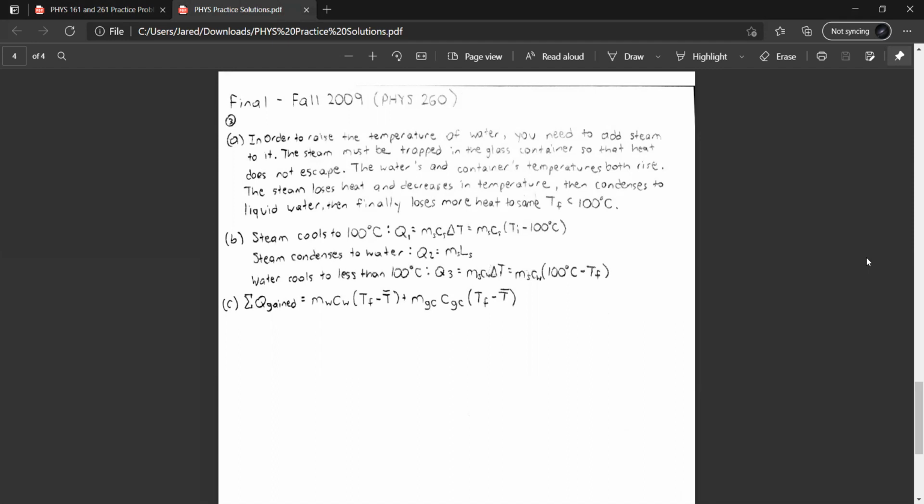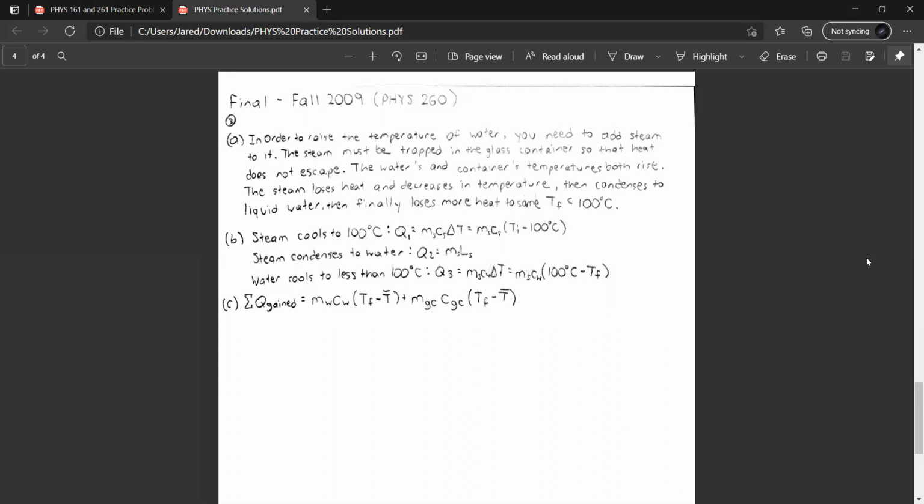First, when steam cools to 100 degrees Celsius, we can use our Q equals mcΔT equation. We use the mass of steam and the specific heat constant of steam, with our initial temperature Ti minus our final temperature of 100 degrees Celsius, and this is equal to Q1. When steam condenses into water, Q2 is equal to the mass of the steam times the heat of transformation of steam. This is when the steam actually turns into water.